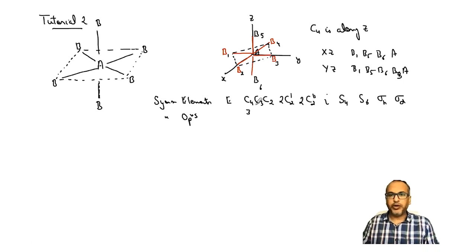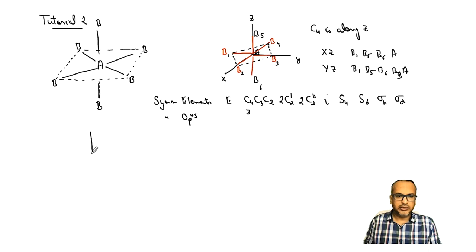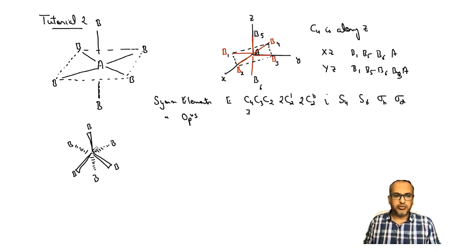Now about C3, where is the C3 axis? If you try to draw this molecule in a way where you can see, this is my A, this is B, B, B, and these are not all B's in plane. All the three B's are coming out of the plane of the board, and these three B's are going at the back, behind the plane of the board. So this is how my C3 is oriented. The C3 will be perpendicular to the plane of the board.